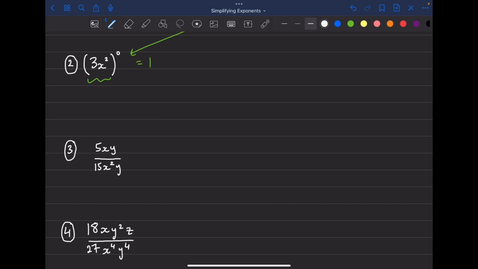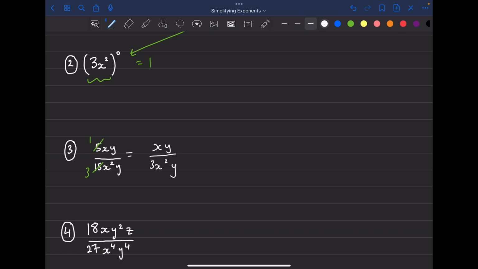So first, let's kind of put our focus into the numbers. We have a 5 and a 15. They are both divisible by 5. So this becomes a 1. And this becomes a 3. That's kind of pretty simple. That's the easiest step in this question so far. So we have xy over 3x squared y.